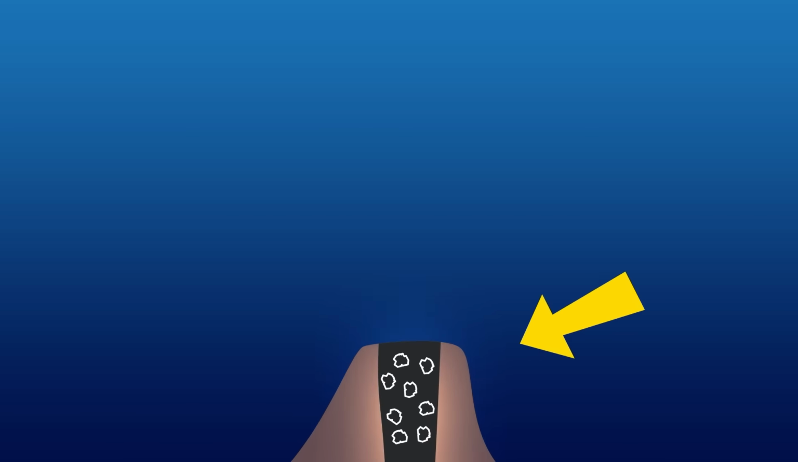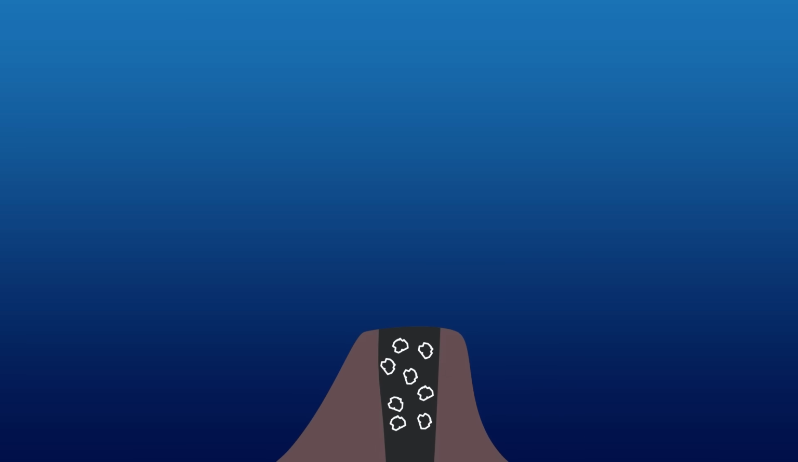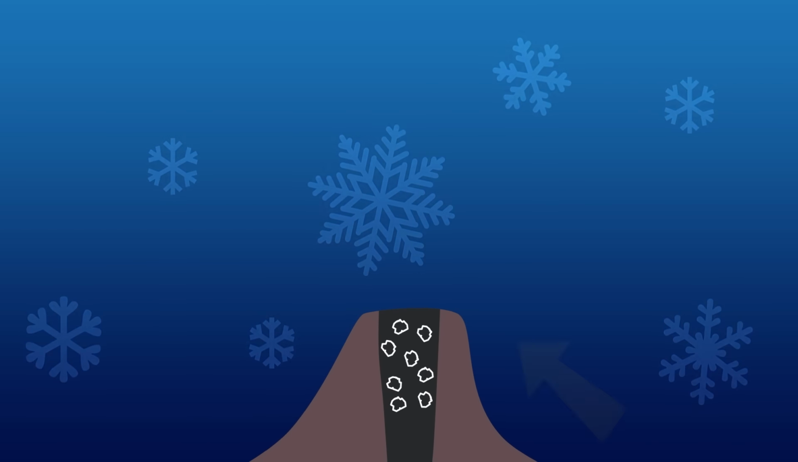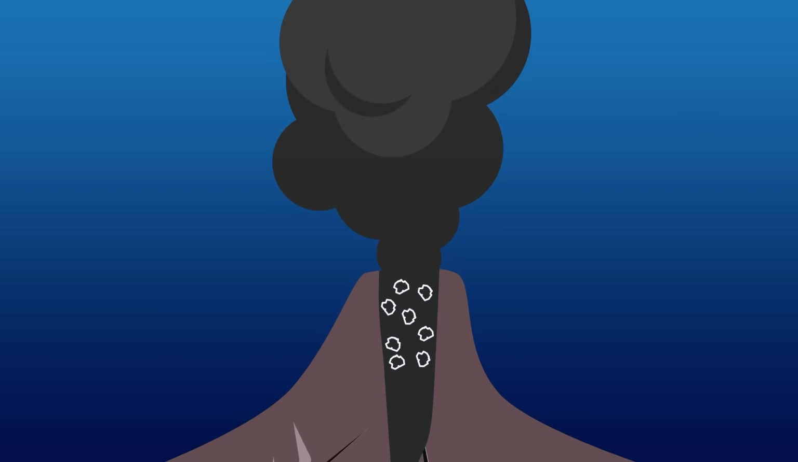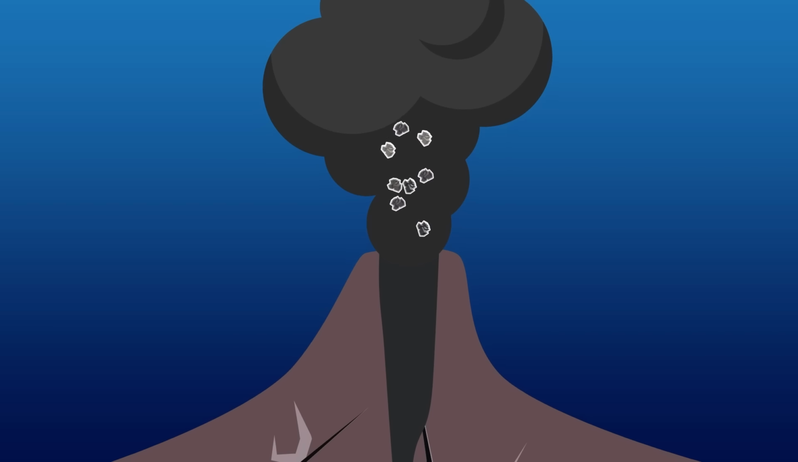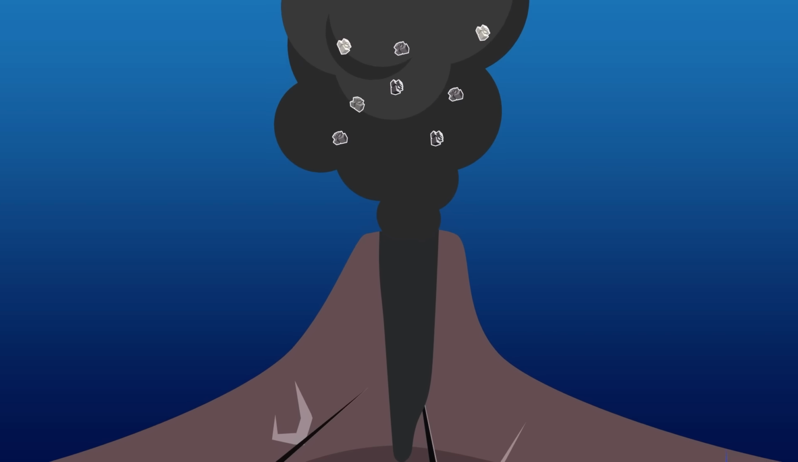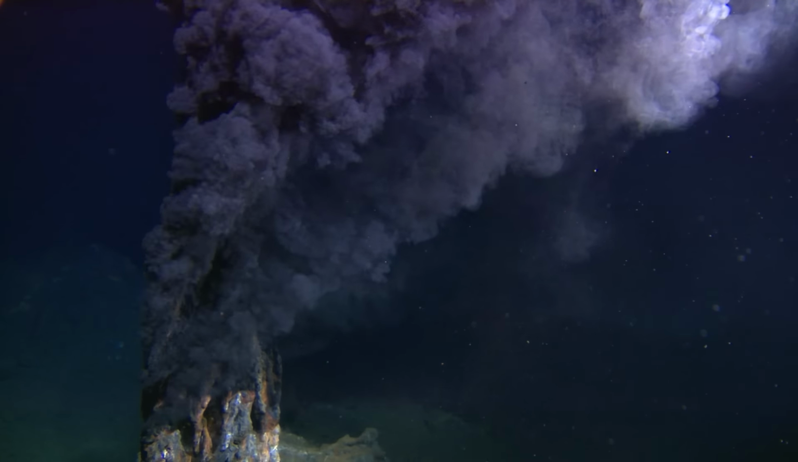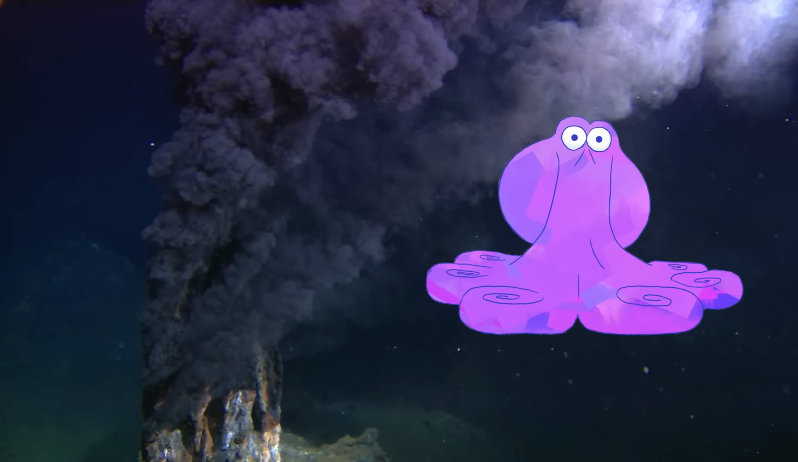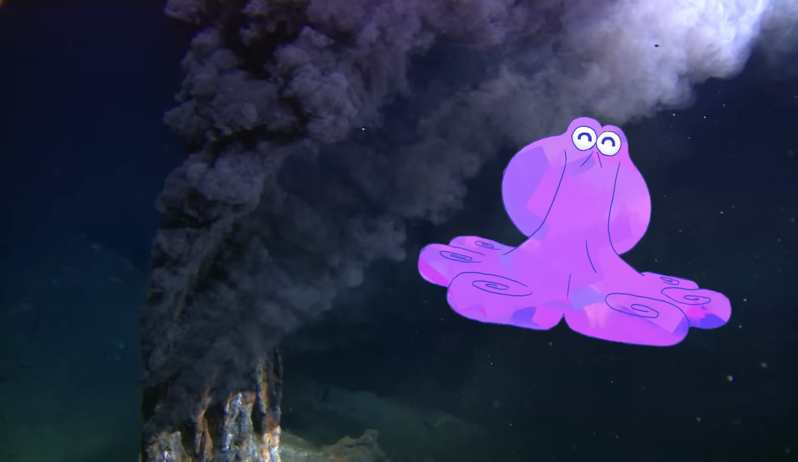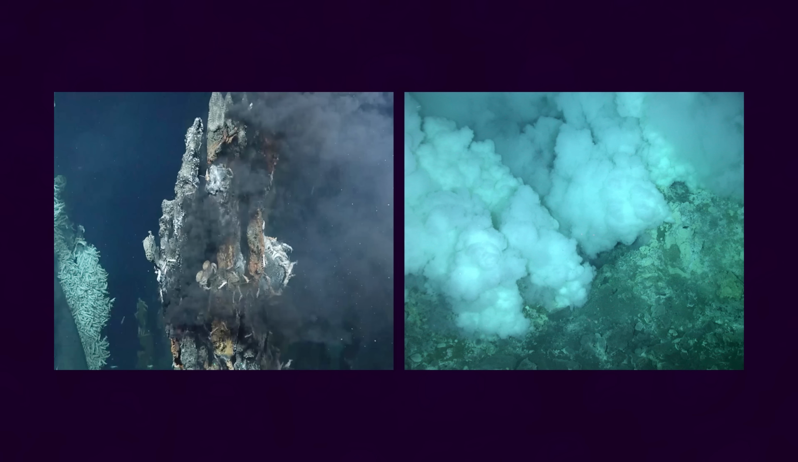The second that super hot fluid comes in contact with the very cold seawater, it can't hold on to all that dissolved stuff anymore, so all the minerals precipitate out. They go from being dissolved in the hot water to undissolved in the cold water. And when that happens, it can look like there is smoke coming out of vents at the bottom of the ocean. Which means we can finally talk about the two most well-known kinds of hydrothermal vents, black smokers and white smokers. And it basically comes down to temperature.